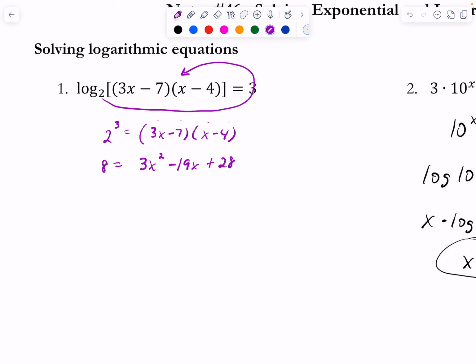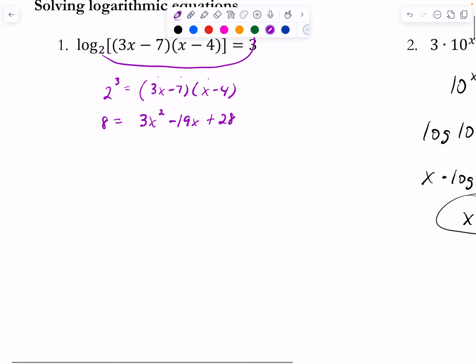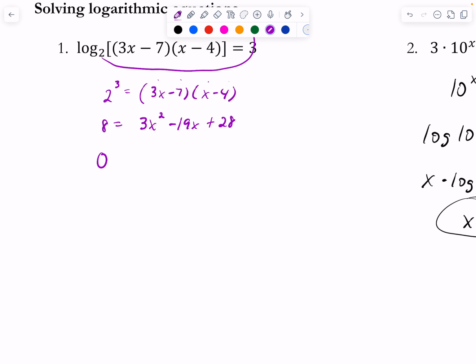Now this started out as a logarithmic equation, and you'll notice that it has become a quadratic equation, something you've already hopefully mastered in this class. So move the 8 over with subtraction, and you get 3x squared minus 19x plus 20. Now check for any GCFs before we start factoring, and unfortunately there's nothing I can factor out of all 3 of these. So I'm going to go straight into my X tool here.